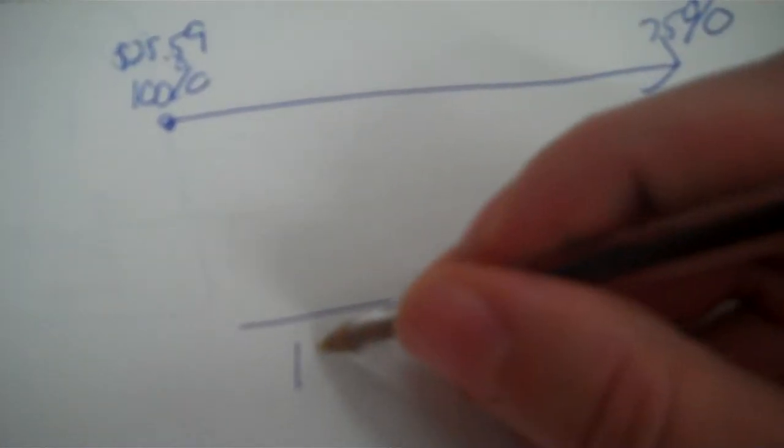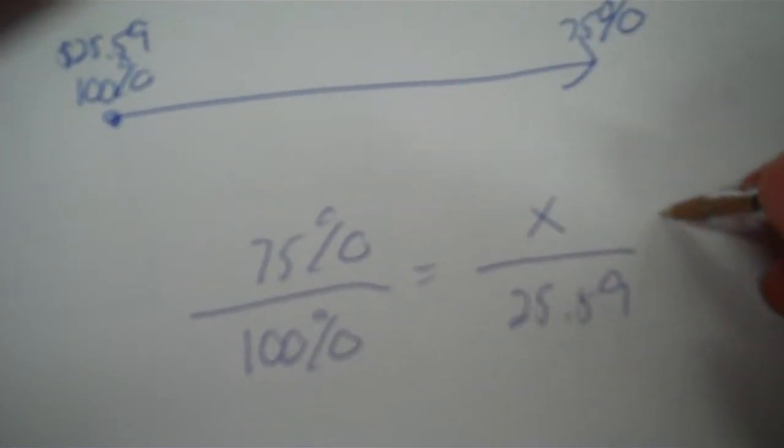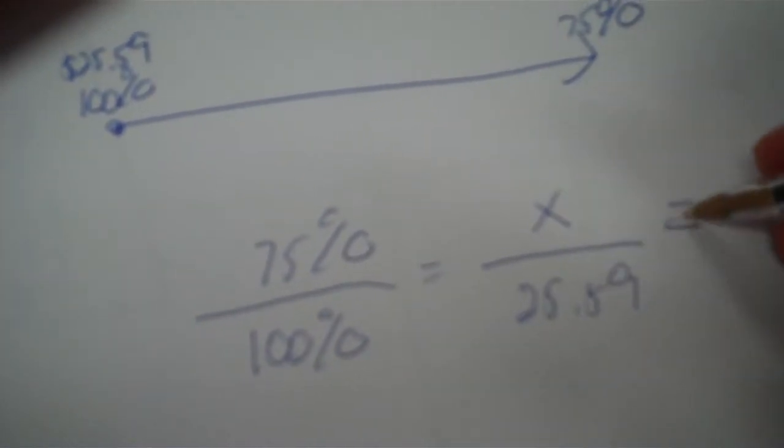So I use ratios. Here's my percent ratio. I put my 100% in the denominator, 75% on top. Now that goes with 100%, so since that's in the denominator, $25.59 goes in the denominator and X on top. And then it's cross multiply and divide. We find the product of 75 and 2559. And then we divide by 100, and that gives me $19.19.